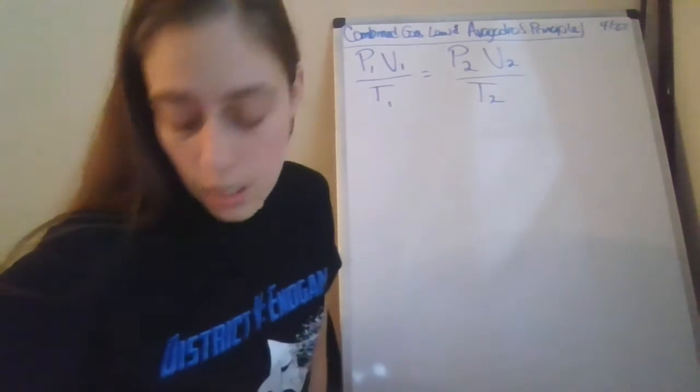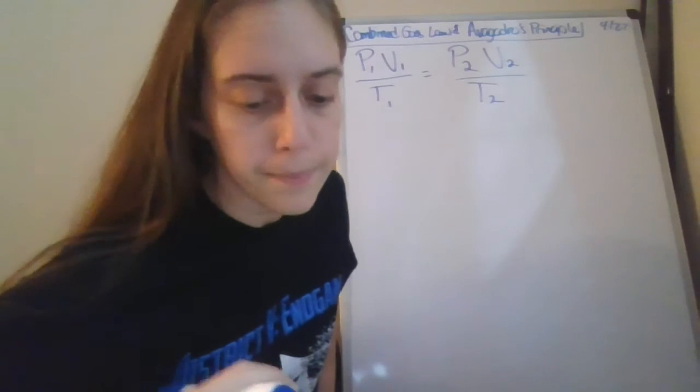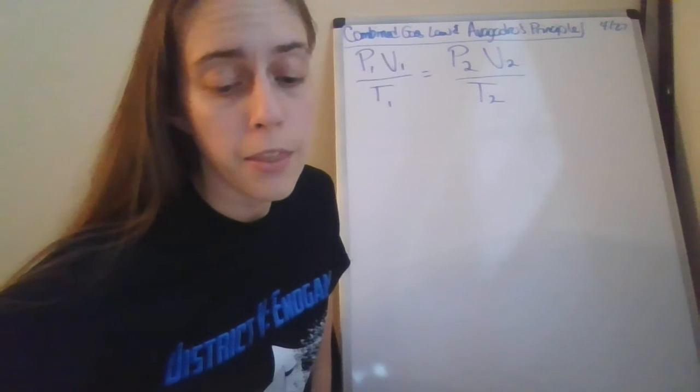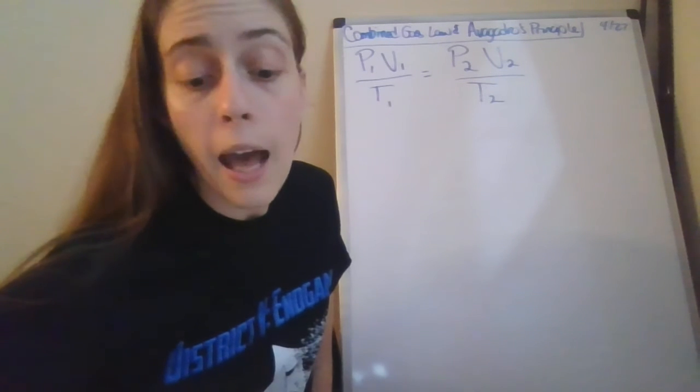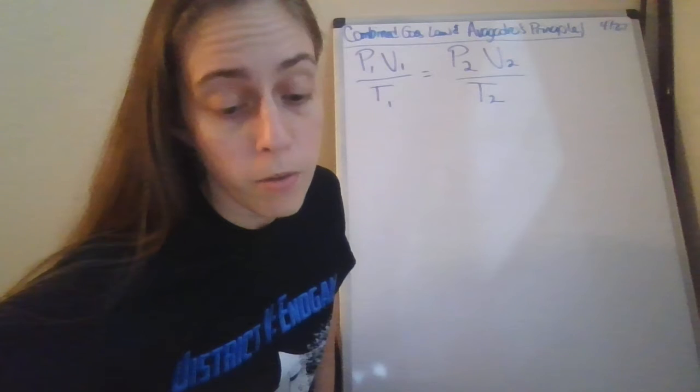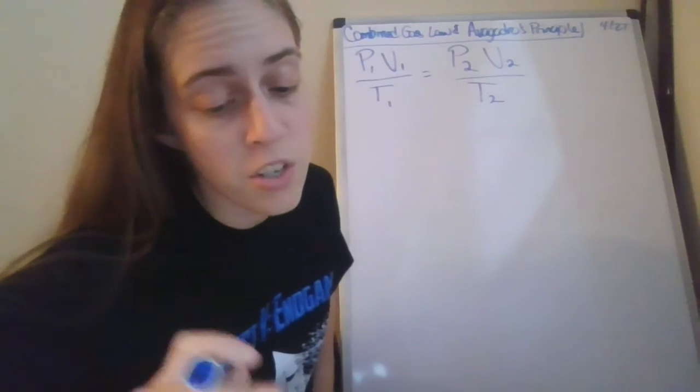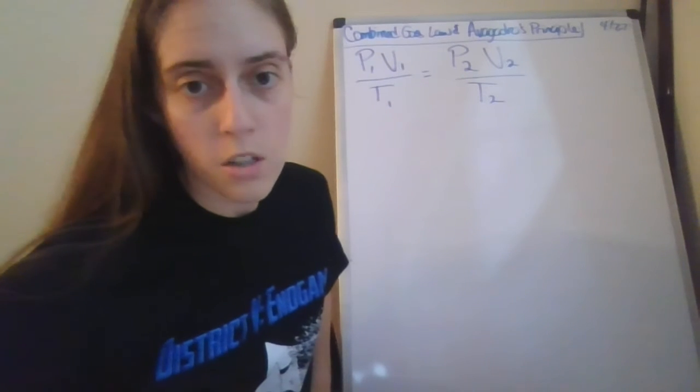Okay, so this is the example problem on page 429. If you have a gas at 110 kilopascals at 30 degrees Celsius and it fills a flexible container with an initial volume of 2 liters, if the temperature is raised to 80 degrees Celsius and the pressure is increased to 440 kilopascals, what is the new volume?